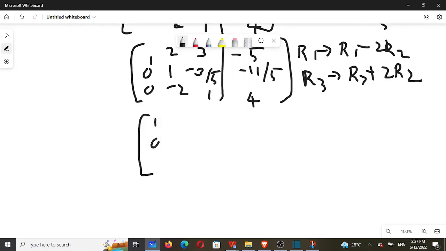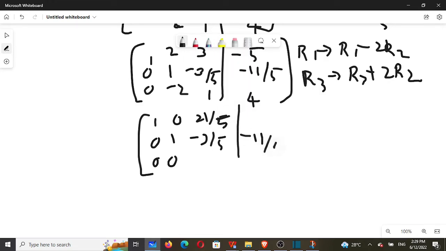This is 1 0 0, and this will be 0 1 0, and this will be 3 minus 2 into minus 3 by 5. So 3 plus 6 by 5 which is equal to 21 by 5. This is minus 3 by 5, minus 11 by 5. This is minus 5 minus 2 into 11 by 5, so minus 5 plus 22 by 5, so this is 47 by 5. Now this is R3 plus 2 R2: 1 plus 2 into minus 3 by 5, so this is equal to minus 1 by 5. 4 plus 2 into minus 11 by 5, 4 minus 22 by 5 is minus 2 by 5.